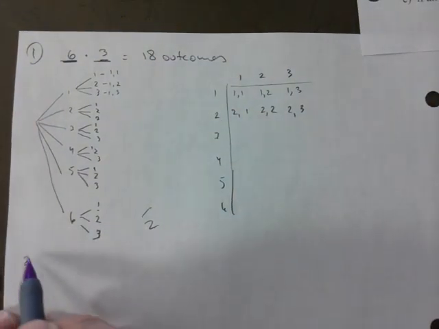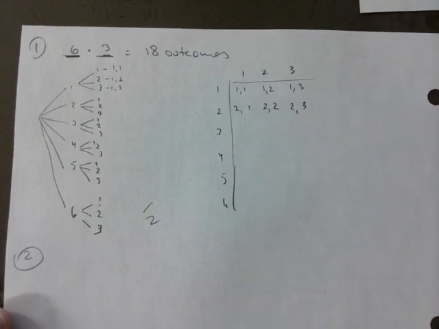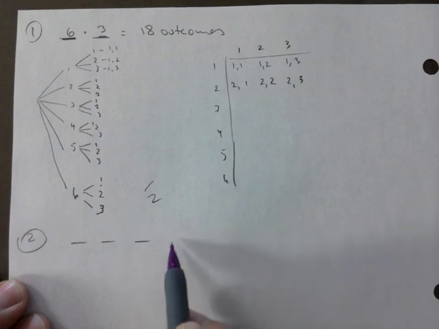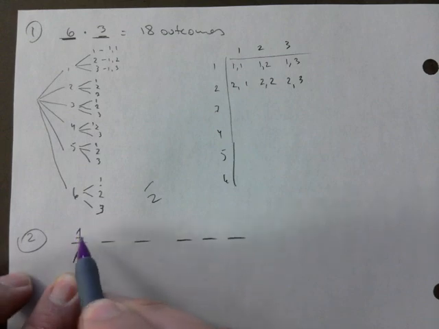Okay, so question 2. Manitoba license plates, 3 letters, 3 numbers. I and O can never be used. Using permutation notation, again, I'm not going to force you, how many Manitoba license plates are there if it has to start with an A? So you've got 1, 2, 3, 1, 2, 3. It has to start with an A, so that's your only option.